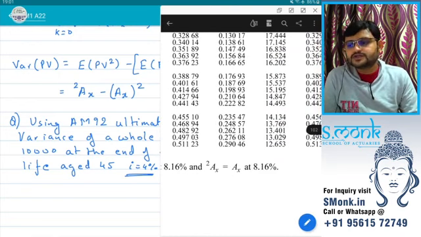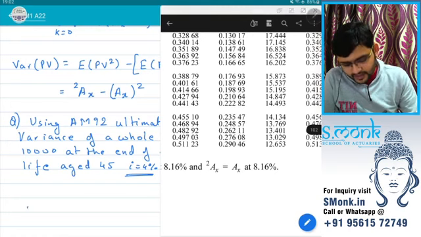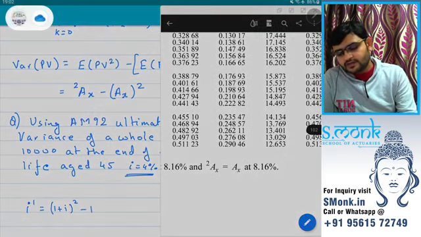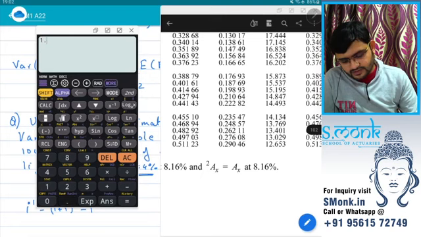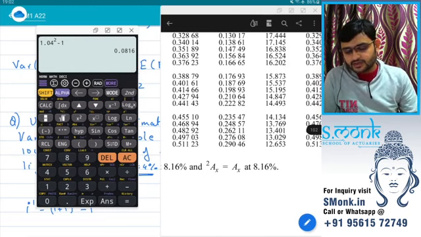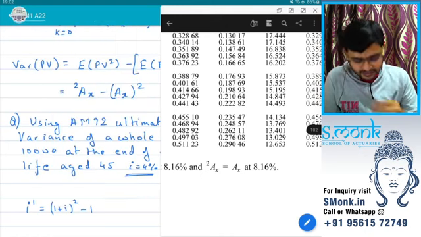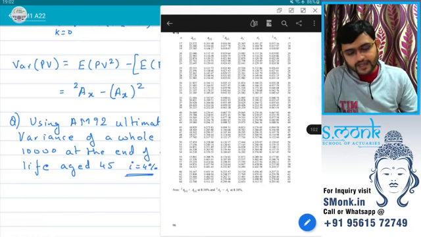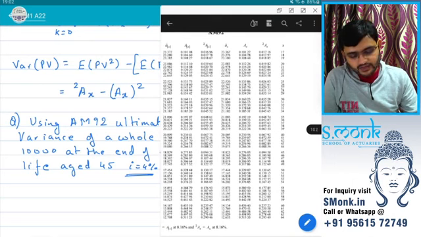at 8.16%. Because if I calculate i dash, that was (1 plus i) whole square minus 1 in terms of 4%, we'll see it is 8.16%. Okay. So they have calculated 2AX by putting 8.16% in AX. So we already have AX and 2AX values.